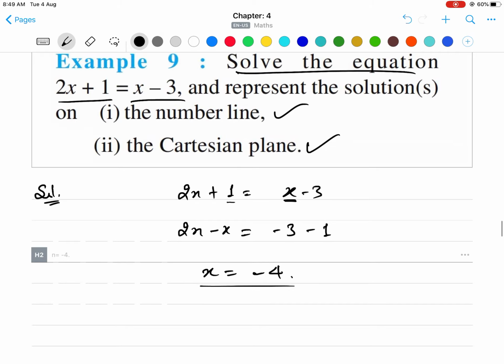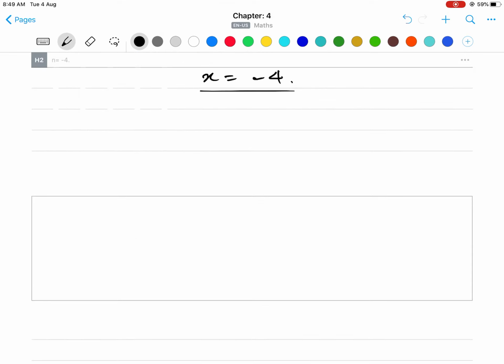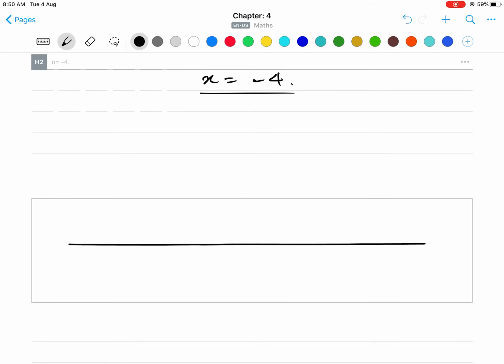So we have x equals minus 4, which means first we have to draw a number line, which we already did in chapter number 1. So first draw a straight line, mark a midpoint, that will be its 0. On the right hand side we have positive values, and on the left hand side we have negative values. So let's mark the points.